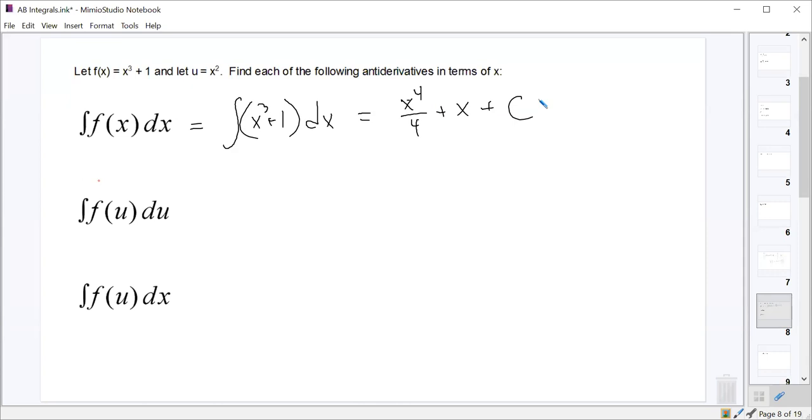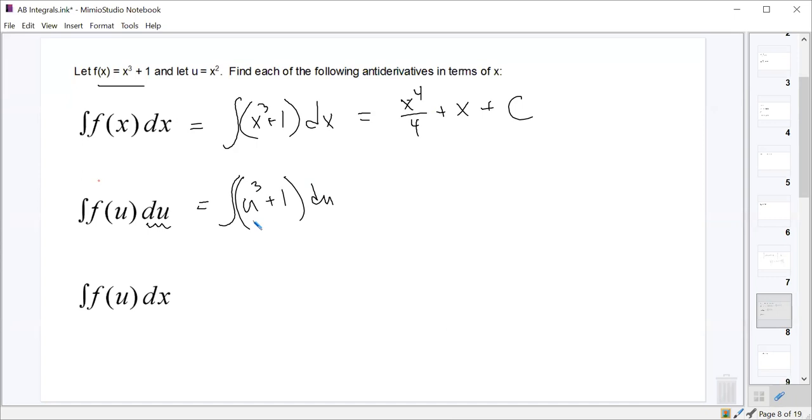So now let's take a look at the integral of f of u du. So what's f of u in terms of u? Not quite. So let's look at it this way. What's f of 1? F of 1 is 1 cubed plus 1, right? What's f of 10? F of 10 is 10 cubed plus 1. Or what's f of a? F of a is a cubed plus 1. Well, what's f of u? F of u is u cubed plus 1.